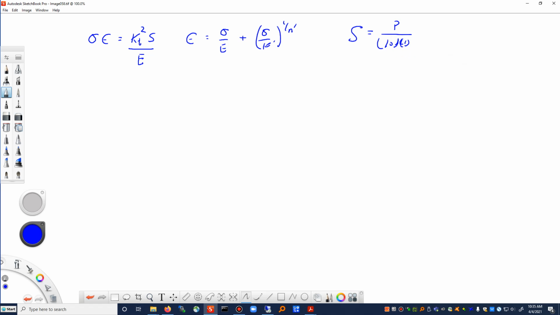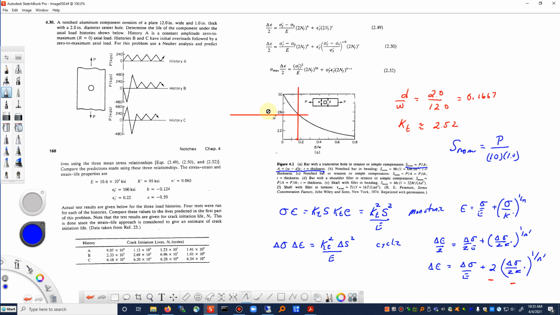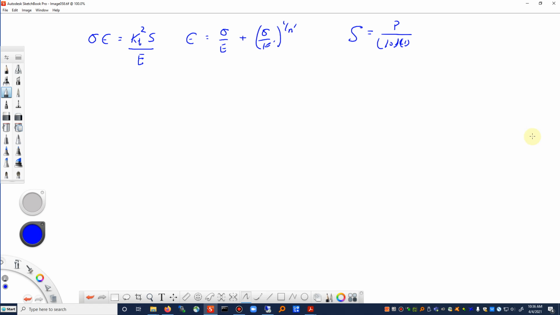And we're going from 0 to 240 kips of axial force. So in our initial step, we're going to go P is equal to 240 kips. All right, so in this case, our S is equal to 24 KSI. We said our KT that I'm going to use is going to be 2.52. Again, you might have a little bit different KT.